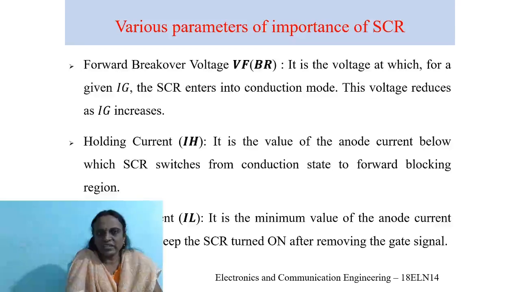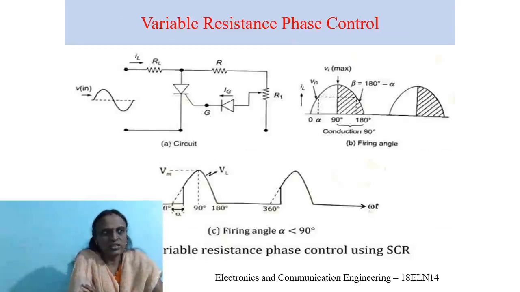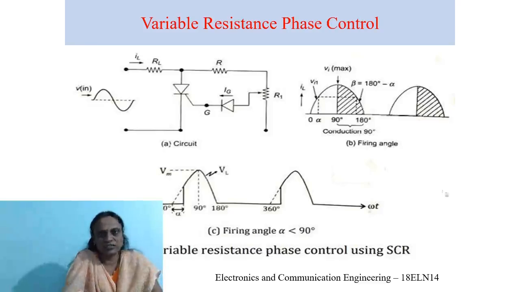In variable resistance phase control, the SCR can be used to control the phase of an AC signal. Controlling the phase of an AC signal by using a variable resistance is an effective method of controlling the RMS value of the current and thereby the power delivered to the load.